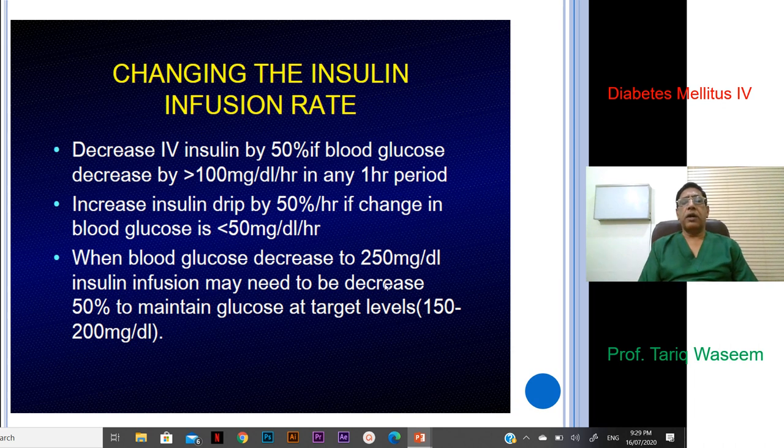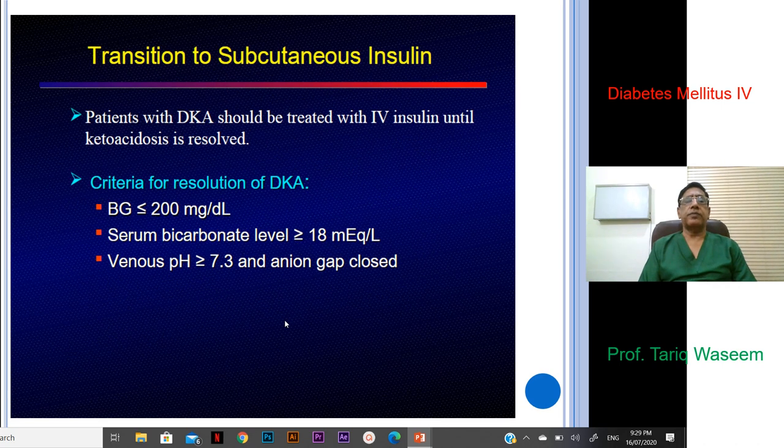So once the blood glucose level has gone down to 250 milligram per deciliter, then the insulin infusion may need to be decreased by 50% to maintain glucose at a target level of 150 to 200 milligram per deciliter.